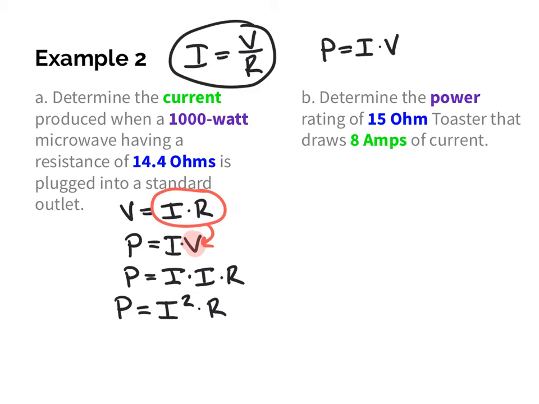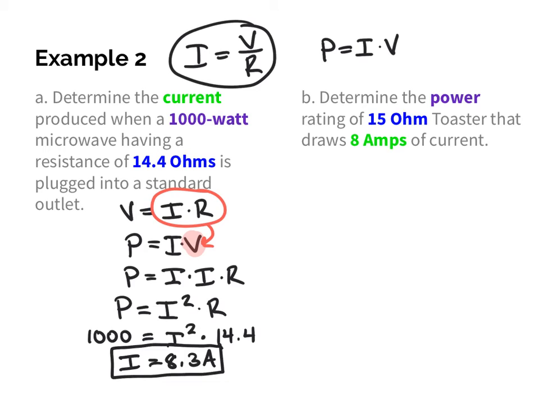Now, plugging things in, I know that my power is going to be 1,000 watts. The current is what I'm solving for, and my resistance is 14.4 ohms. So we're going to require a little bit more algebra here, so I'm going to first divide by 14.4 and then take the square root. When I do that, I'm going to get about 8.3 amps. I'm going to skip the algebra there, but again, I'd have to divide and then take the square root, and that's the current I would get.